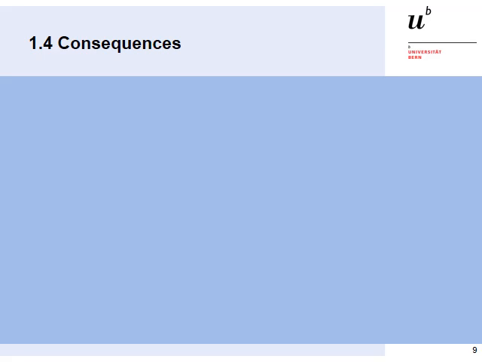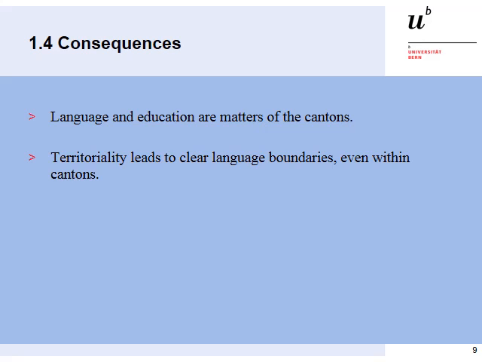So, what are the consequences for language education in Switzerland? Grin and Korf summarize that both official language and education are matters of the canton. The principle of territoriality leads to language boundaries even within some cantons. As we know, there are bilingual cantons, even a trilingual one. And as a consequence, foreign language education in different cantons varies almost by definition and is difficult to coordinate.